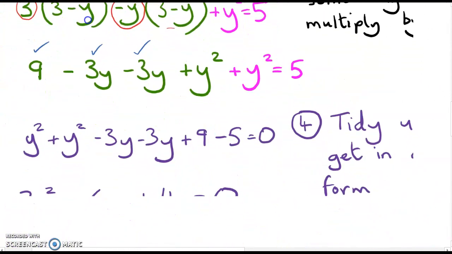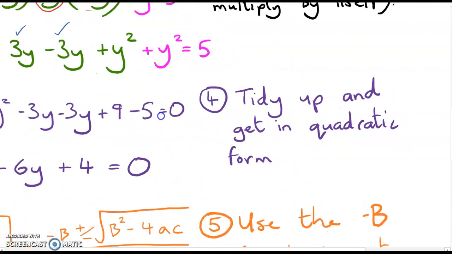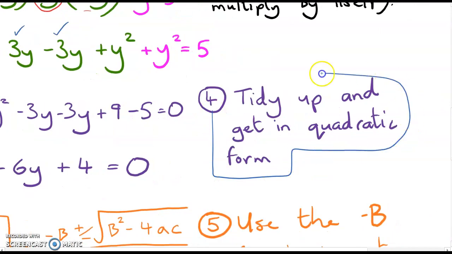So what's next? We have to tidy it up and we have to get it into quadratic form. So quadratic form is when you have the x squareds followed by the y's followed by the number, and you put it equal to 0.